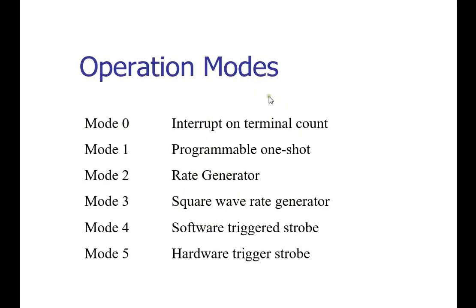Here are some modes of operation. Mode 0 is for interrupt on terminal count. Mode 1 is for programmable one-shot. Mode 2 is for rate generator. Mode 3 is for square wave rate generator. Mode 4 is for software triggered strobe. Mode 5 is for hardware triggered strobe. Take a snapshot of those modes because they are very important for your questions.